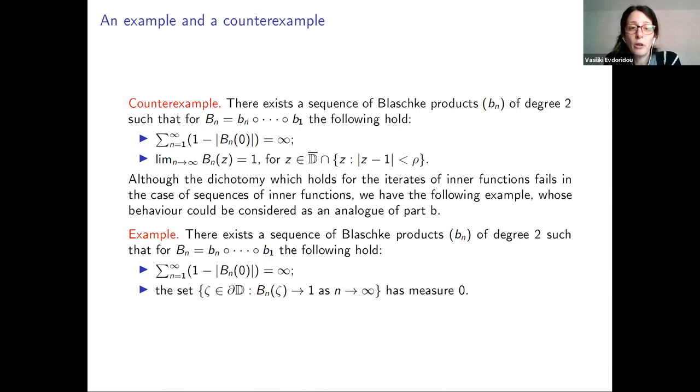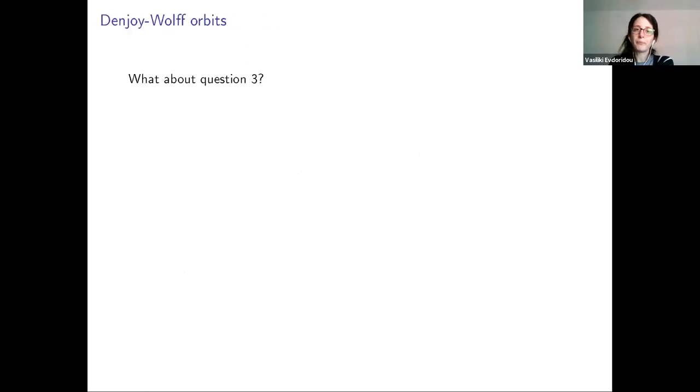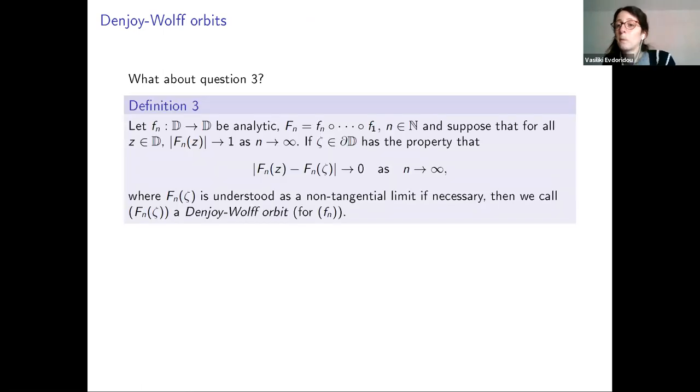So this was what I had to say about question two, and let me now move to question three. What was question three? Question three was, do we always have Denjoy-Wolff orbits? Is there always such a special orbit? Before I say anything about that, let me first define a Denjoy-Wolff orbit for an analytic self-map of the unit disk.